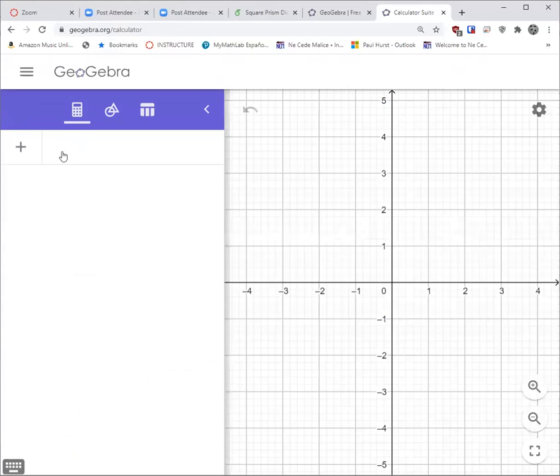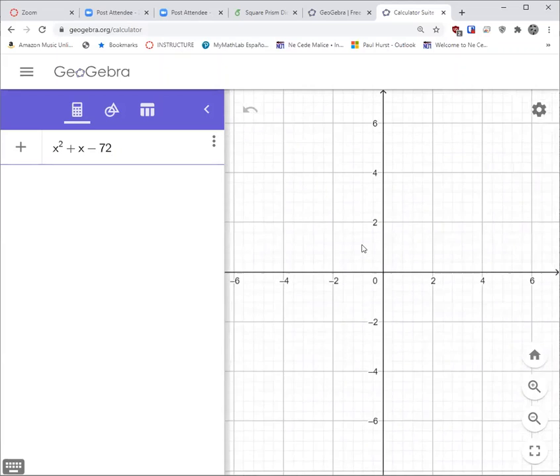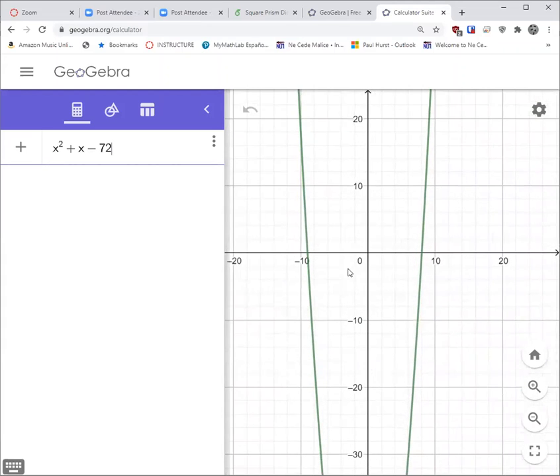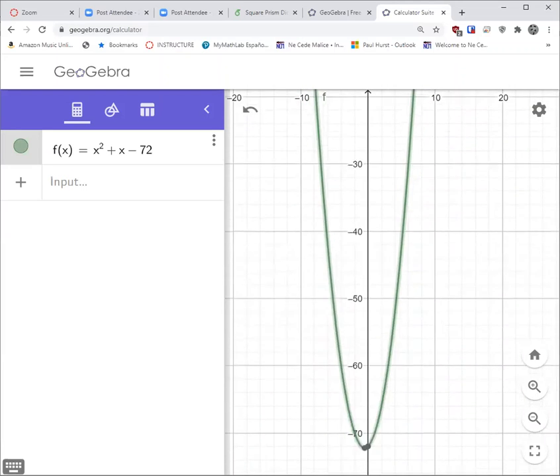Okay, so I have GeoGebra there. I'll start the calculator, and I'm going to input the function that I told you guys. So x squared plus x minus 72. Okay, so suddenly everything disappeared, but what actually happened is it just moved outside of the range. So if I zoom out, then I can see. This is order 2, so it's going to be a parabola, okay? And this is kind of what it looks like.